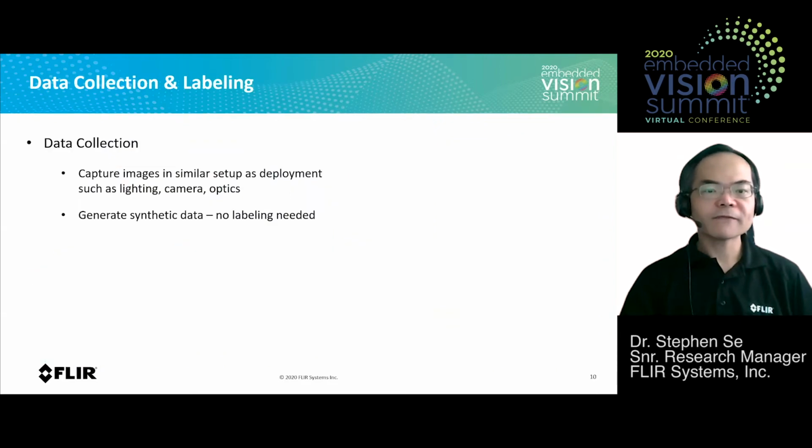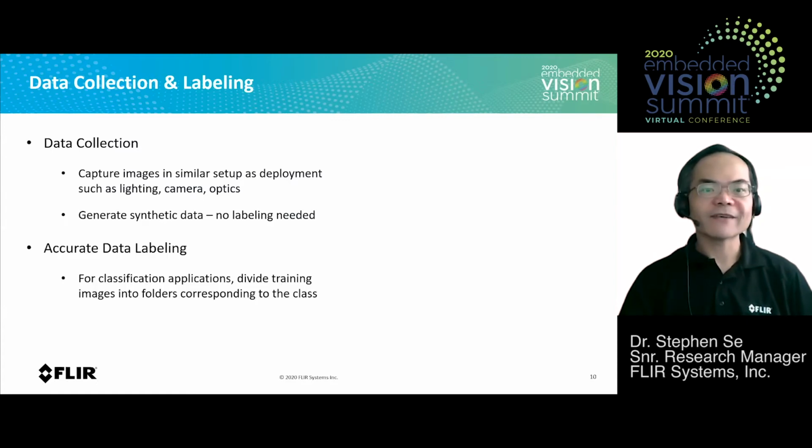As shown in the workflow, we need to collect data and label them before we can train the model. Assuming you cannot download images for your application from the internet, you will capture actual images or generate synthetic data or do both. If you are capturing images, it's important to ensure the setup is similar to deployment, such as lighting, camera, optics, etc. If you are to generate synthetic data, one key benefit is that labeling is not needed.